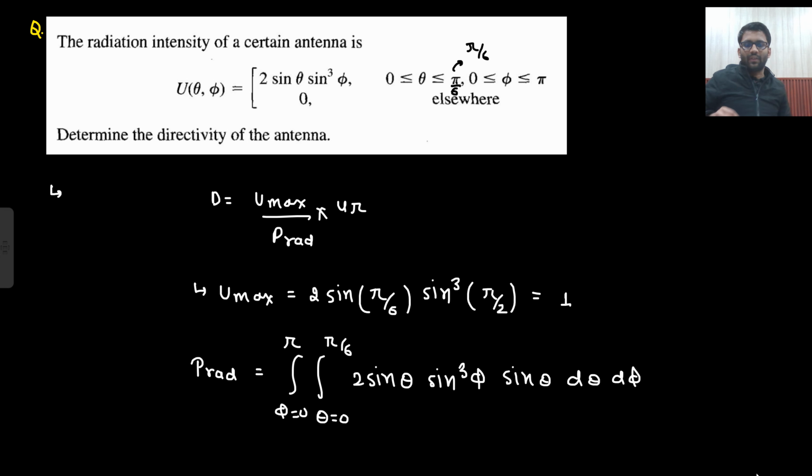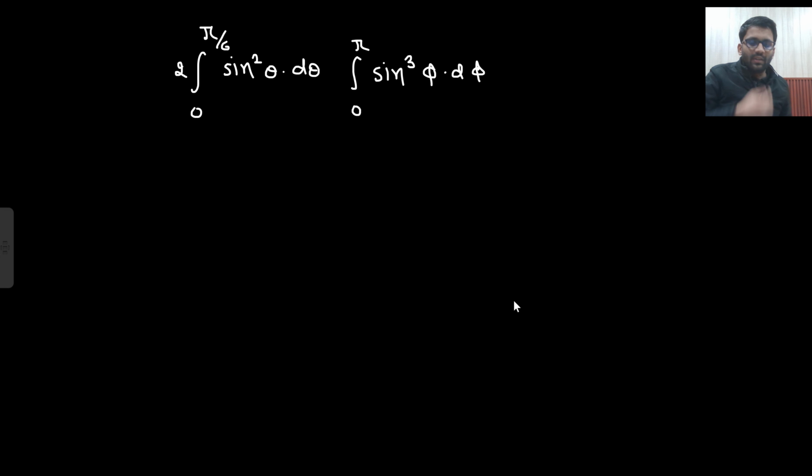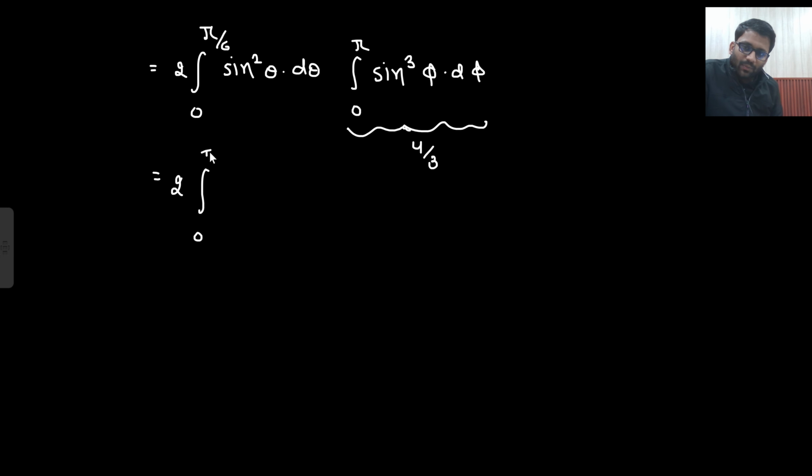Sine cube phi, d phi. Okay, I know the answer of this one. What is this? This is 4 by 3. This is 4 by 3. So I know the answer of this one already, but this I need to integrate now. So what I can do is that 0 to pi by 6.